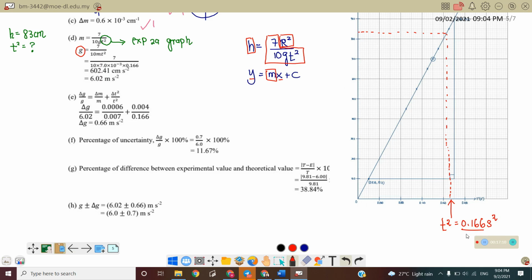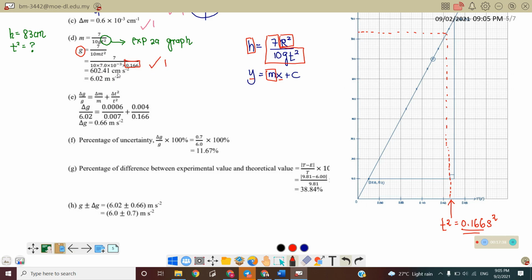Okay, so 0.166 here, you substitute into your experiment 2b. You substitute from graph 1. So this is actually from experiment 2a, freeform motion. After that, we divide, and then finally we will get 6.02. So 6.02. Again, if you substitute correctly, you will get 1 mark.